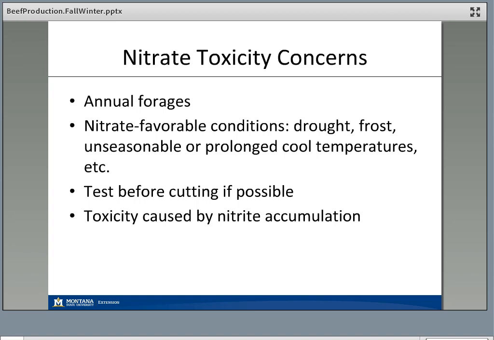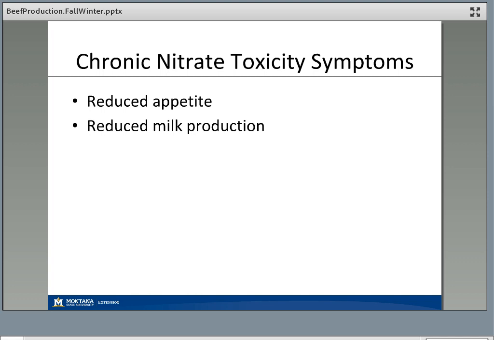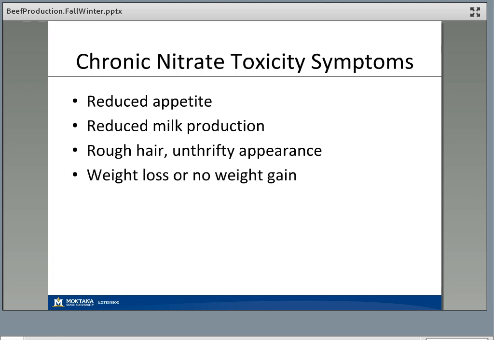So from a chronic standpoint, if we had, say, a moderate level of nitrate that an animal was consuming over an extended period of time, we could see things like reduced appetite and milk production. They might have a rough hair coat, not look like they're doing very well. They might be losing weight when we expected them to maintain, or maintaining when we'd expected them to gain. And the main chronic nitrate toxicity symptom that's pretty telling is abortion.